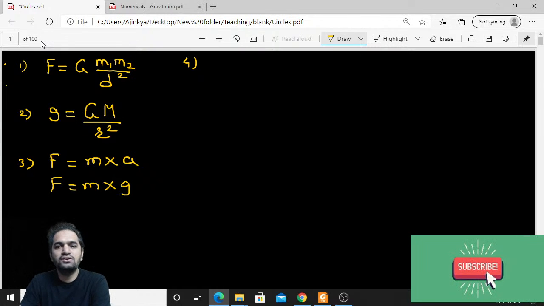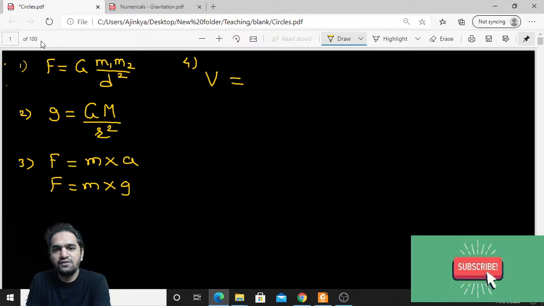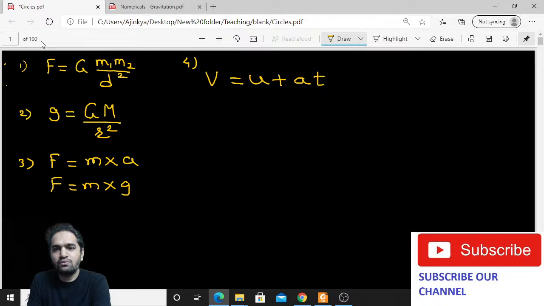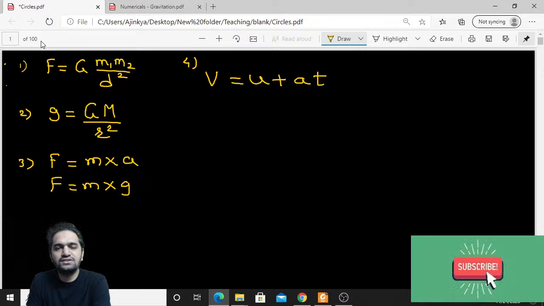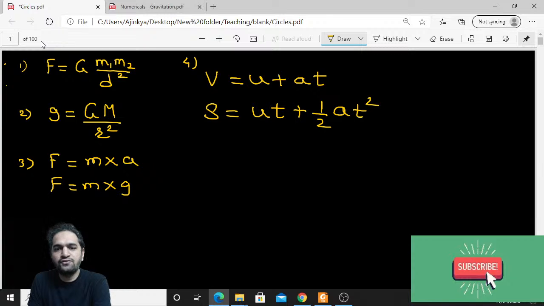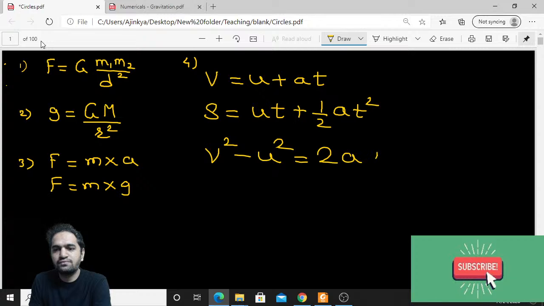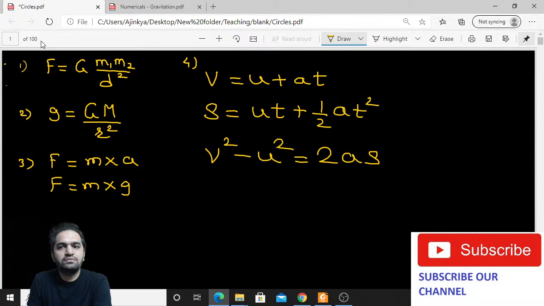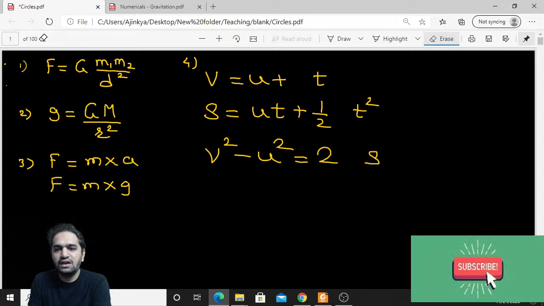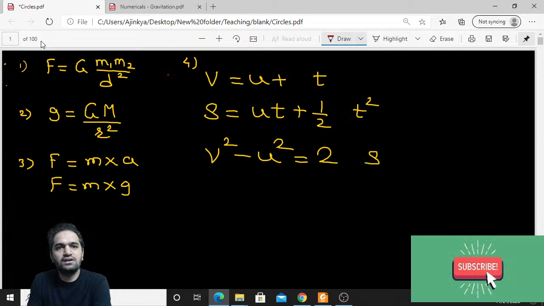You remember the three formulas. v is equal to u plus at. Another formula is s is equal to ut plus half at square. And the third formula is v square minus u square is equal to 2as. Right? These are the three equations of motion, but you have to modify them for this lesson. You have to replace a with g. That is the only different part about these formulas.